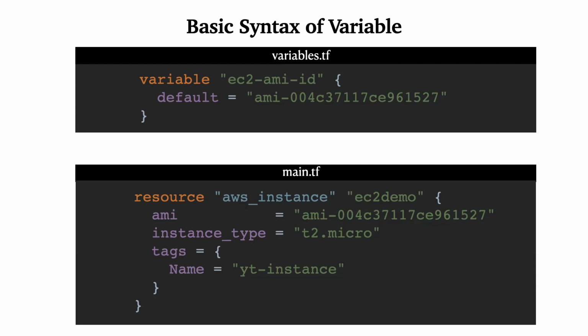So this is the basic syntax of defining a variable. You have to use the keyword variable, then the name of the variable, then inside the curly braces, it has an optional default argument. Let's say we have defined an AWS EC2 instance resource block and we want to use this variable for the AMI argument. Then the value can be accessed like this, using the object name var and the variable name.